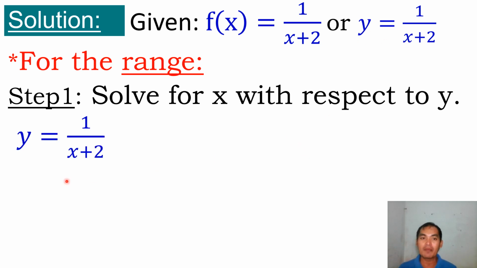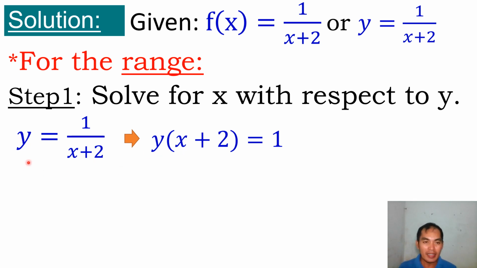Solve for x. So y equals 1 over x plus 2. Multiply all throughout by x plus 2, or cross multiplication. Remember that the denominator of y is 1. So we have y times x plus 2 equals 1. How did that happen?